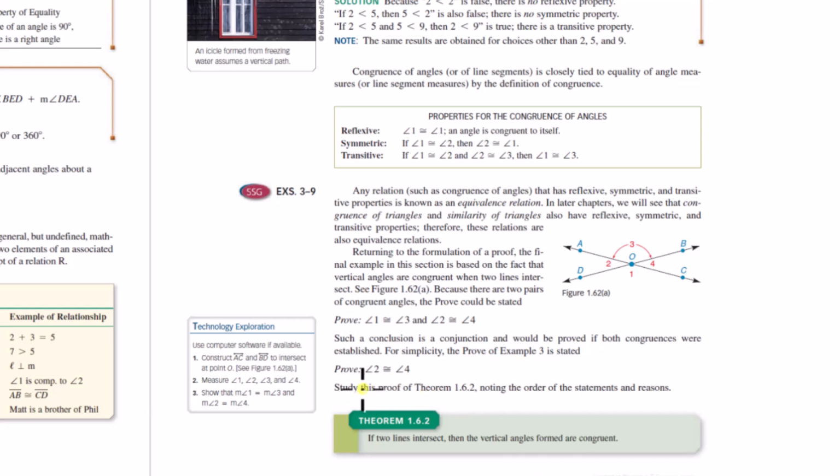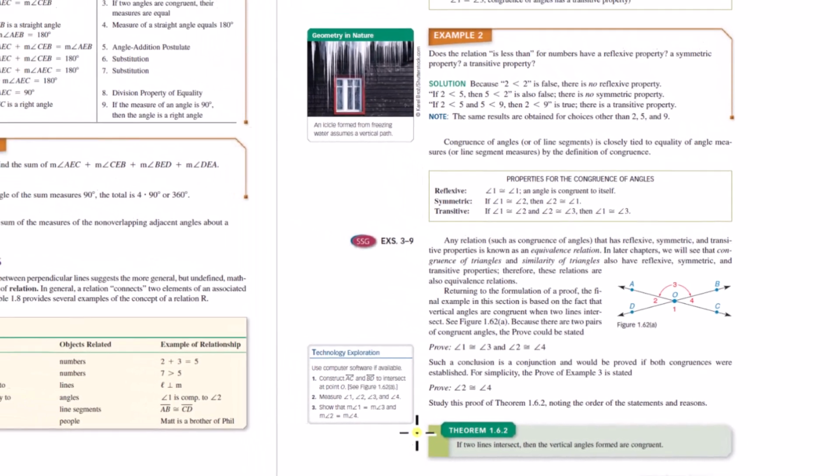All right, so prove angle 2 is congruent to angle 4. We're going to start there. As an example, we're going to prove angle 2 is congruent to angle 4, but you could do the same thing to prove angle 1 is congruent to angle 3, but we're not going to do that for simplicity. We have this theorem that if two lines intersect, then the vertical angles formed are congruent. That's not a definition. It's a statement that's a consequence of previous definitions and postulates. And now we want to prove this.